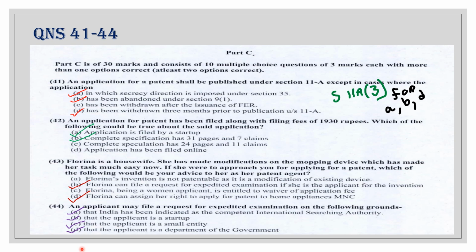So an applicant may file a request for expedited examination on the following grounds. That means all the options are correct. You have to go through all of this. India has been indicated as the competent international searching authority, correct. That the applicant is a startup, correct. That the applicant is a small entity, correct. And that the applicant is a department of the government, this is also correct. Please refer Rule 24C for the same. Okay friends, let us proceed for further questions.